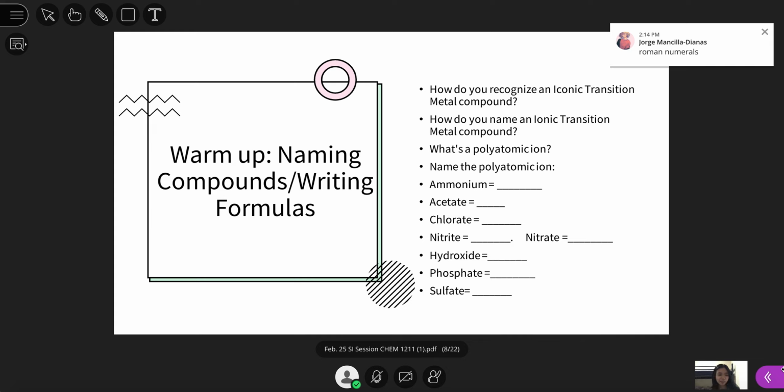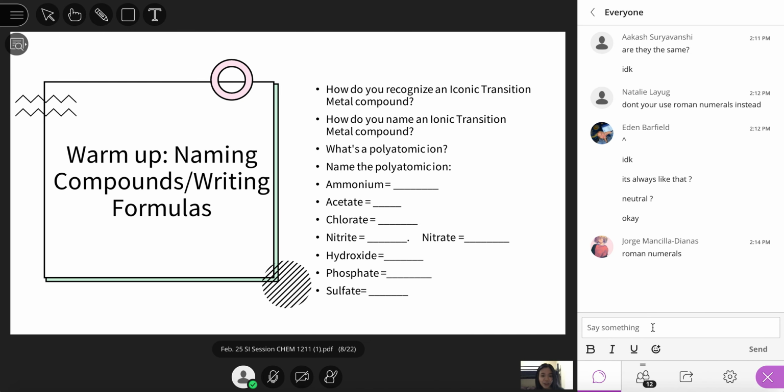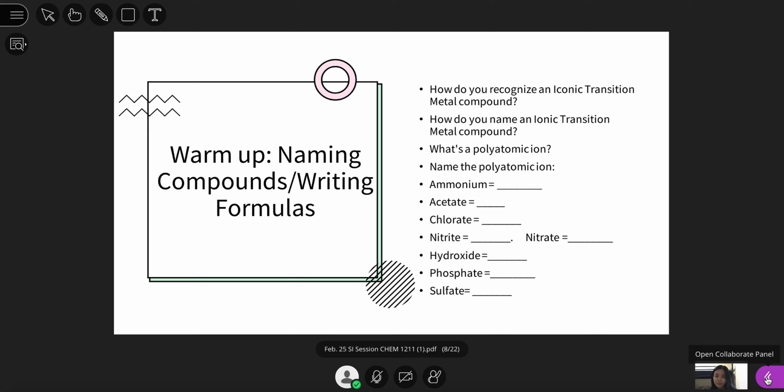And we all know how to read Roman numerals, right? We all know what it looks like. So how do you name ionic transition metal compounds? There isn't really too much of a method to it. Especially in your textbook, it doesn't tell you. But there are steps I think you should do, and it'll get you the right answer. So what's the first thing you do?